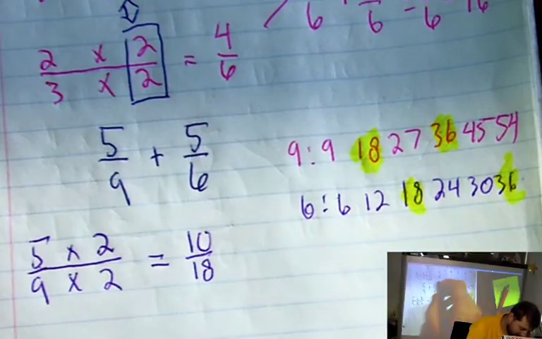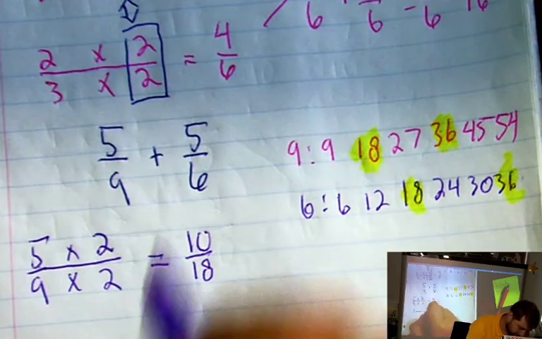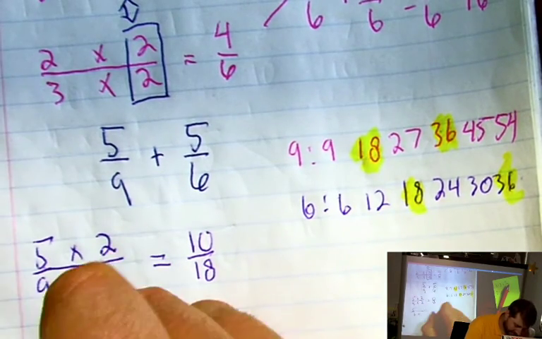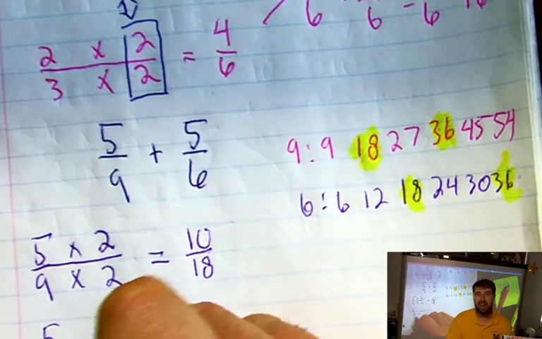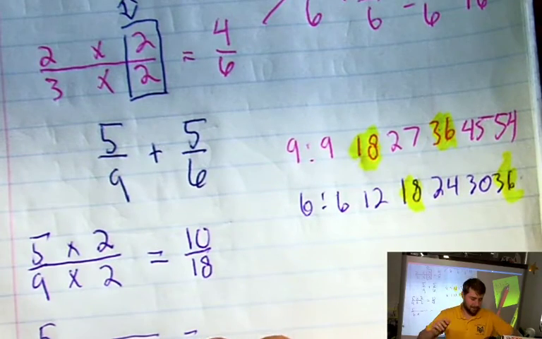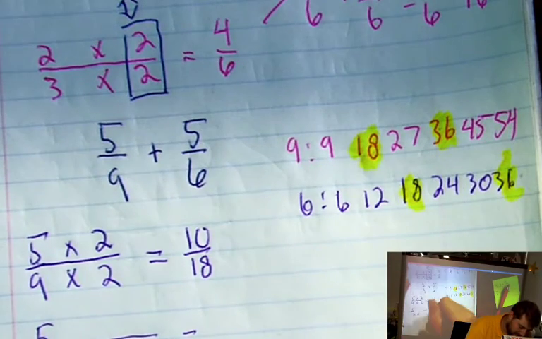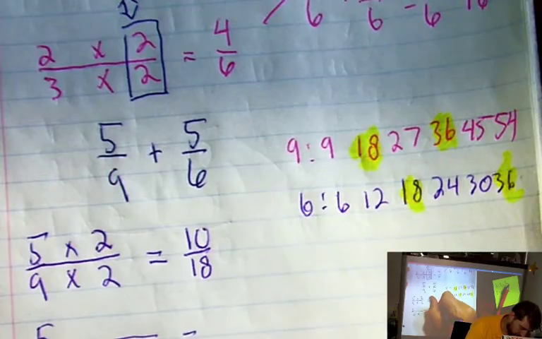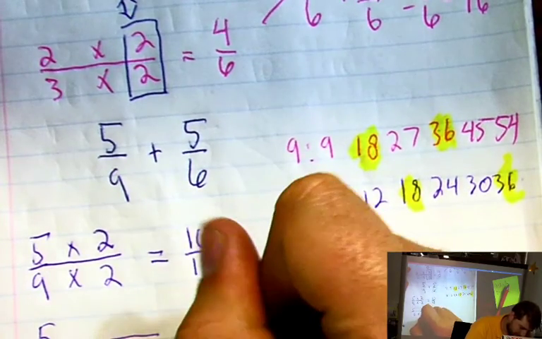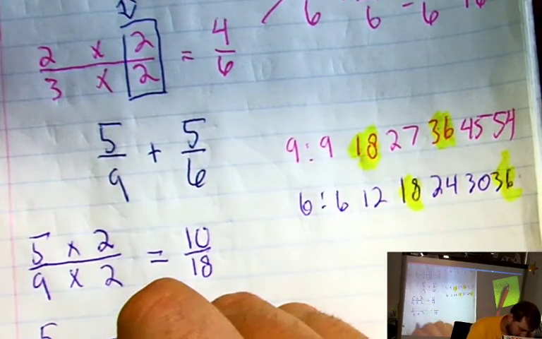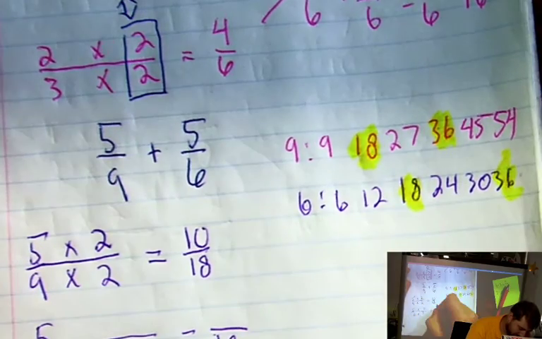Now let's rewrite our 5/6 as an equivalent fraction. In order to find our common unit, our like denominator, we're going to multiply 6 times something to equal 18. Well, I know 6 times 3 is 18. And we also have to do it to the top, so 5 times 3 is 15.